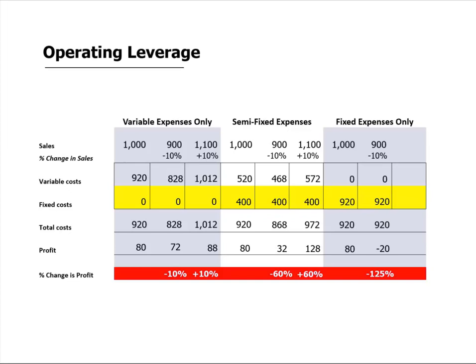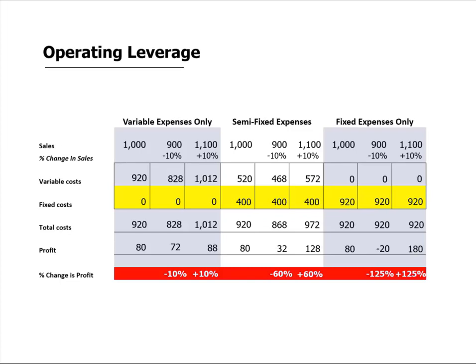Of course, there's a tremendous upside. If we exceed our sales target by 10% to 1,100, then our fixed costs don't increase, provided we don't have to employ more people to achieve this additional sales. And what you see here is a 125% increase in the profitability.